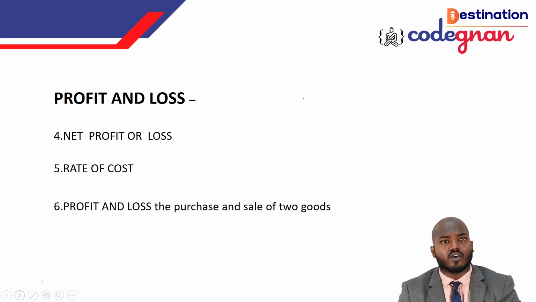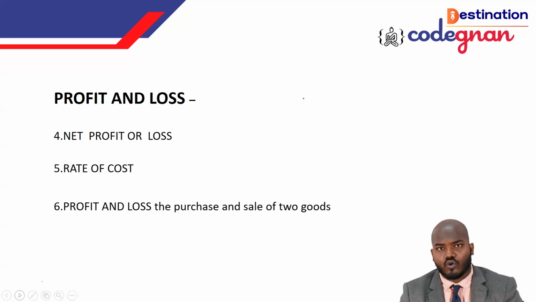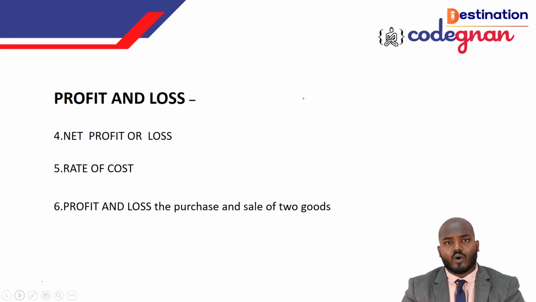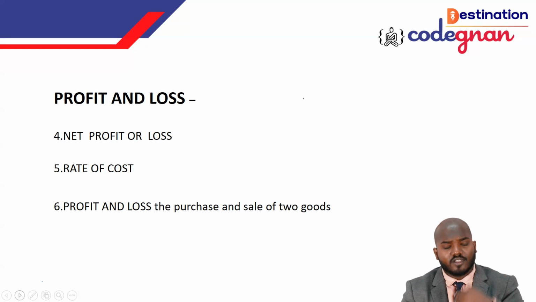And next we call the rate of cost. Based on the quantity of purchasing a single item, how you can deal with the rate of cost with respect to profit and loss. And next, the profit and loss in the purchase and sale of 2 goods. If you're buying 2 goods, what is the profit and what is the loss happening in terms of the purchase or the sale, that you're going to deal with inside this topic.